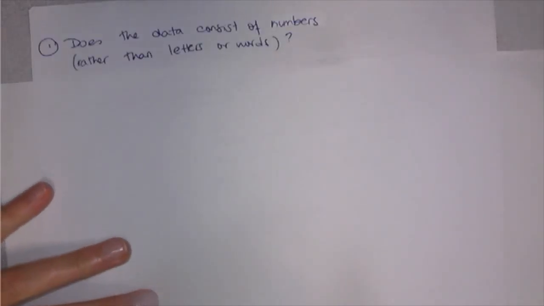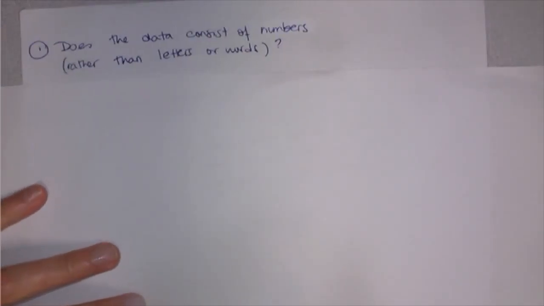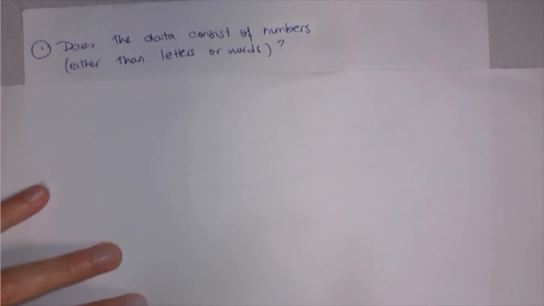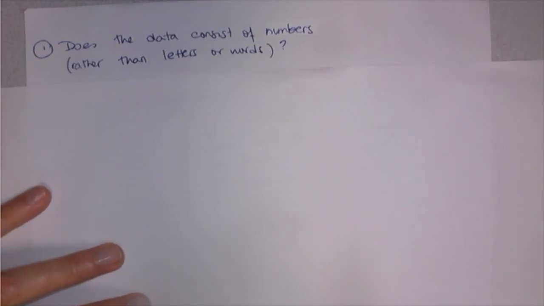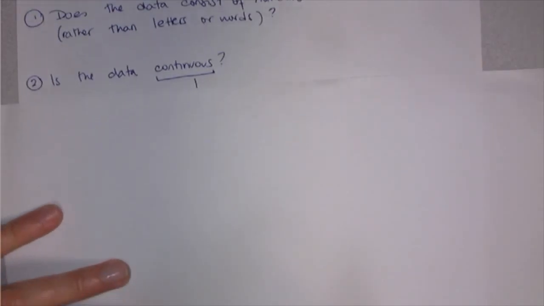A line graph is a common way of presenting scientific data. To decide if to use a line graph or a bar graph, you need to look at your independent variable and ask yourself two questions. The first one is, does the data consist of numbers rather than letters or words? The second one is, is the data continuous?